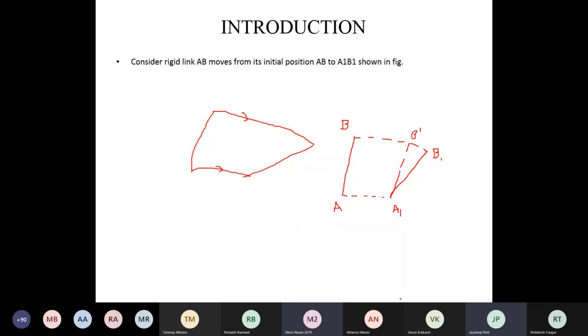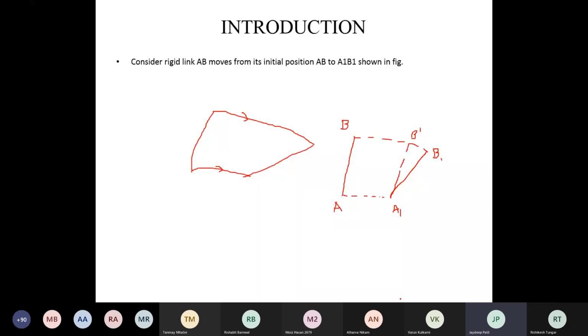Yes, sir. Link AB has two motions. It has first a motion of translatory motion and then next is your rotary motion. It is a combined two motions, translatory and rotary motion.